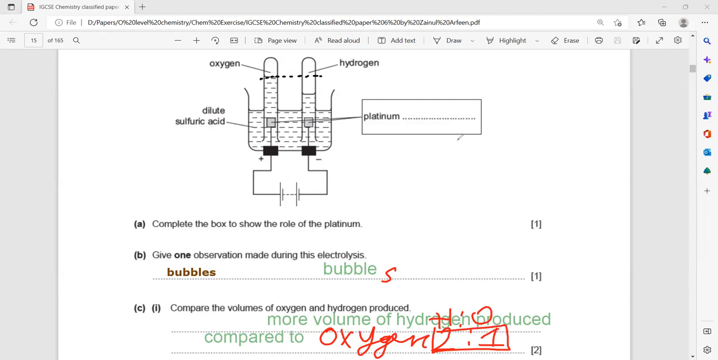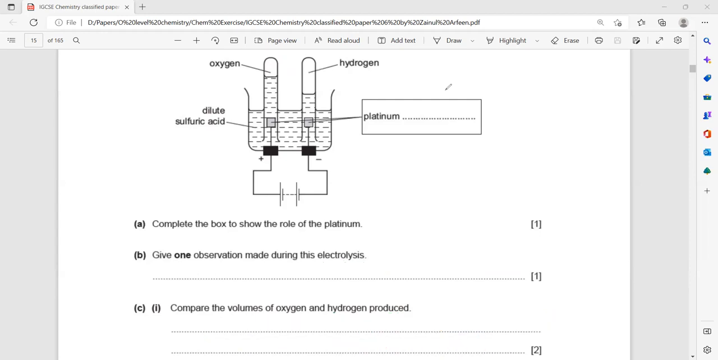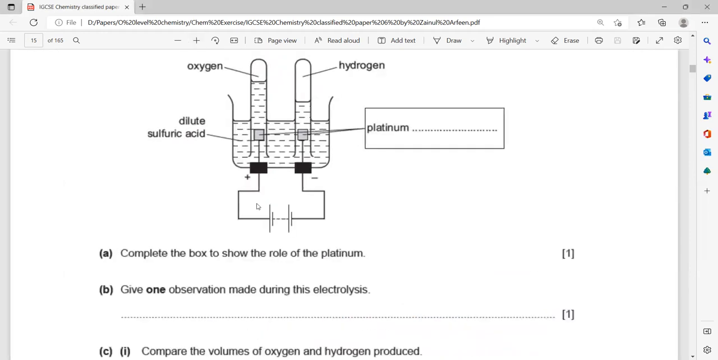So how do you score 2 marks? 1 mark is for mentioning hydrogen more than oxygen. 1 mark is for the ratio. Whenever a comparison is there, you should always try to write a ratio between the quantities, like whether it's half, double, triple.